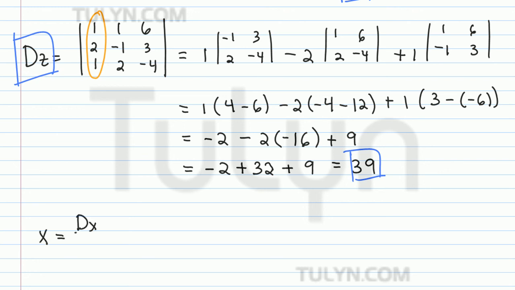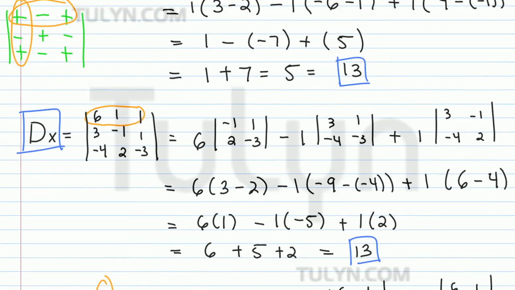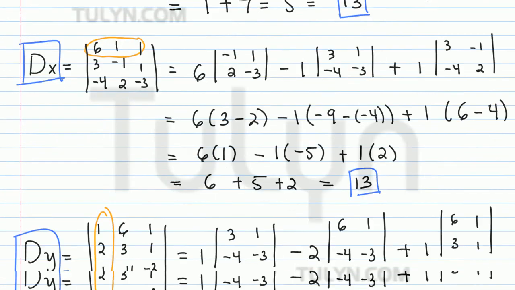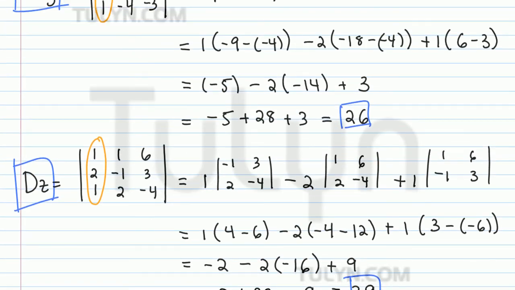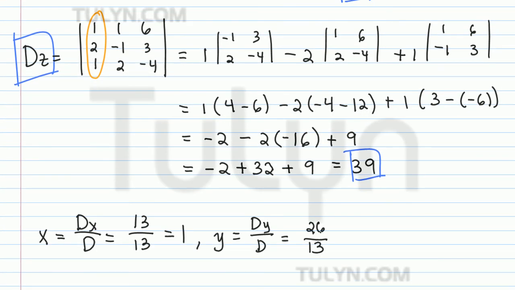So we get x is dx over d. So let's go all the way back up and remember what dx and d were. Well, d was 13 and dx was 13. So we got 13 over 13, which simplifies to 1. Then y, which is dy over d. Well, d is 13, we already know that. And what's dy again? dy is 26. So we have 26 over 13, which simplifies to 2. And then finally we have z, which is dz over d. So d is 13, and dz we found to be 39. And 39 divided by 13 is 3.